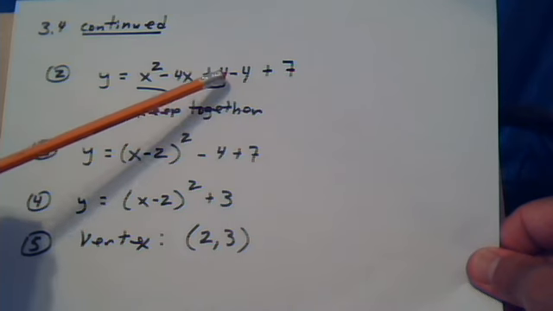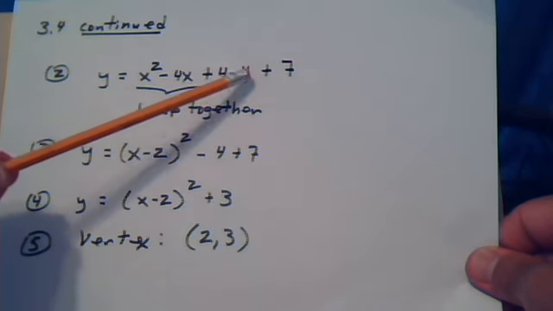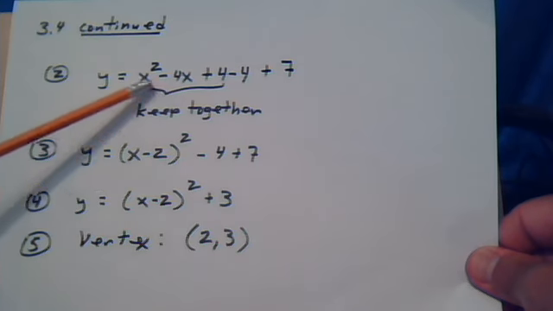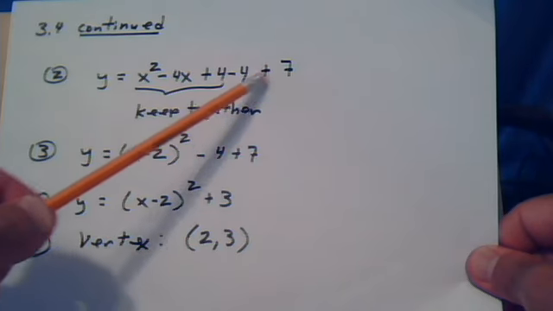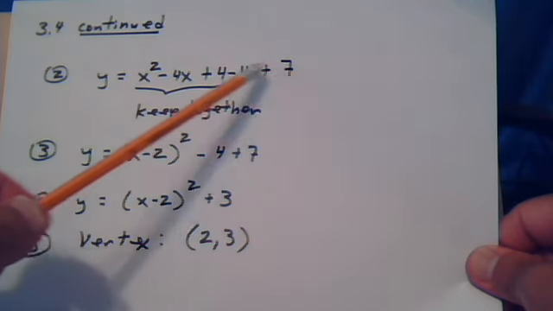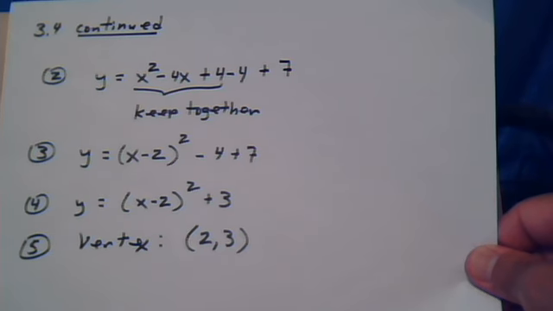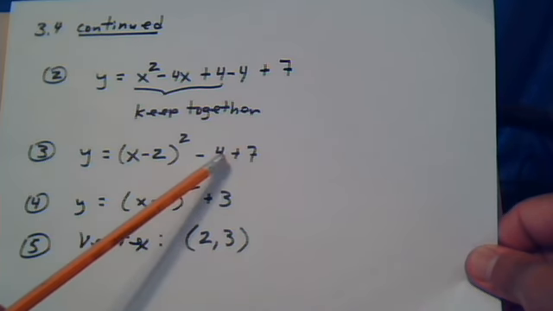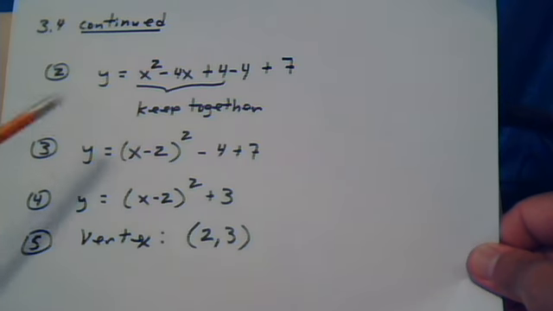You always keep the positive number. So we had a 4 minus 4. You always keep the plus 4. The negative 4, just move it aside. And if there's another number, combine it with that number. So you keep this together. Notice the negative 4 and the 7 have been combined to give you a 3.